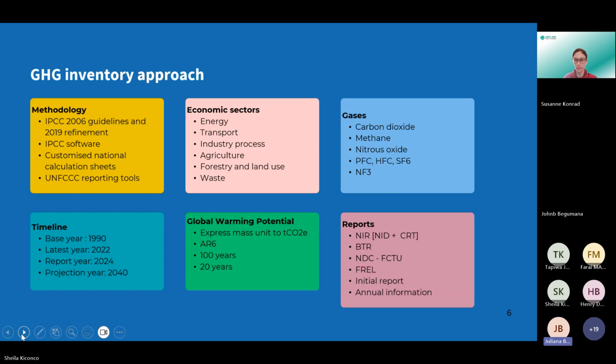On the timeline, the base year for Ghana was 1990, the latest year being 2022, and the reporting year 2024. On the projections, we have projections up to 2040, but kindly note that the base year for the projections was 2022. The global warming potential used was expressed in tons of CO2 equivalent. We used the AR6 for a 100-year period as well as a 20-year period.